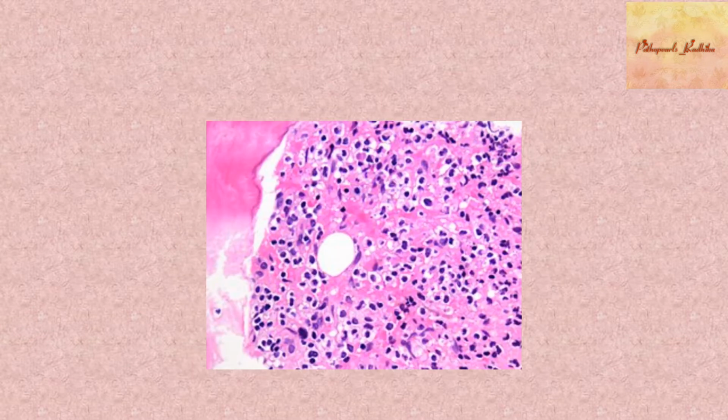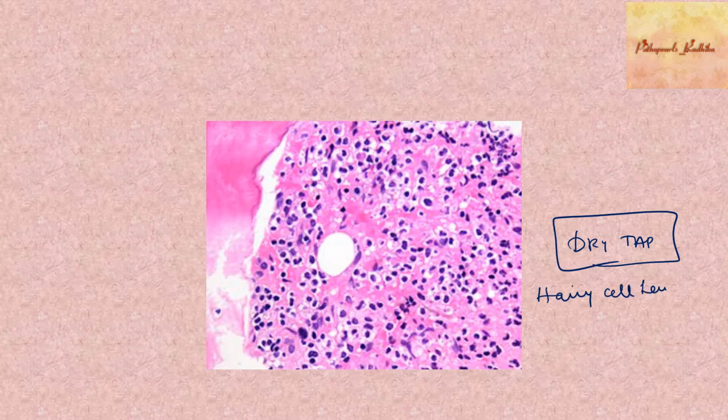So next is the options which you had for dry tap. The first option was hairy cell leukemia. So what is hairy cell leukemia? It's a B cell non-Hodgkin's lymphoma. Remember, it's a misnomer. It's not a leukemia. It's a B cell non-Hodgkin lymphoma.